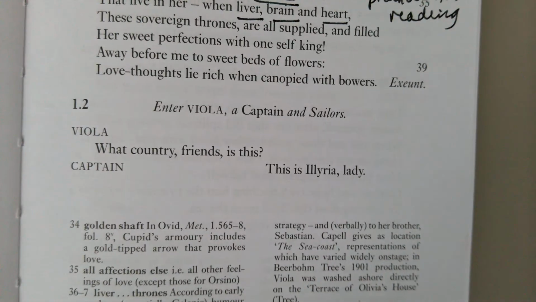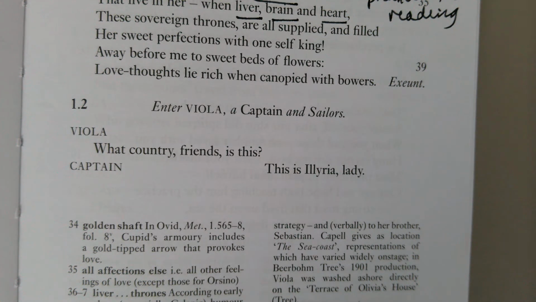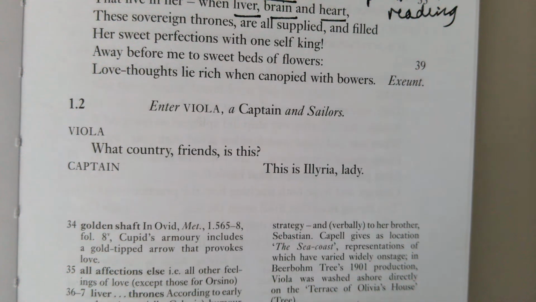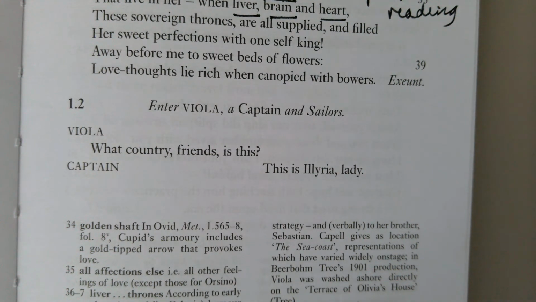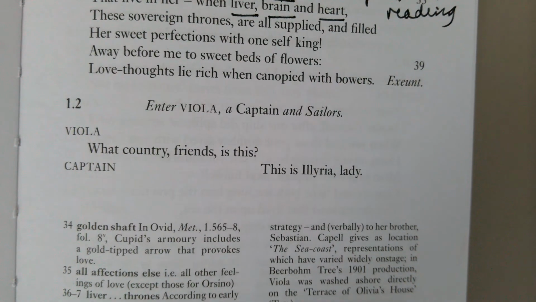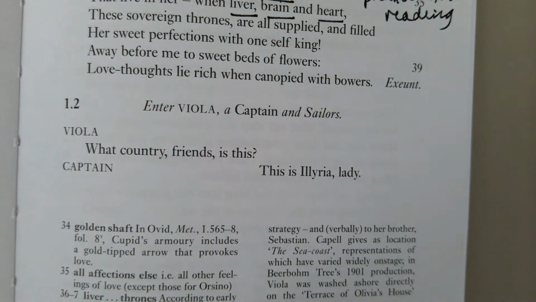Just to connect back to last week, what's the last thing we saw Orsino doing? Mimi? Yeah. It was all a bit too much for him, so he had to go and lie down in a bed of flowers. Love thoughts lie rich when canopied with bowers. Is he an active or a passive character? Through that, he's all pretty passive, isn't he? He's just talking about what he wants love to be like, but he's not actually experiencing it. And apart from sending gifts to Olivia, he's not really doing much else about it either.